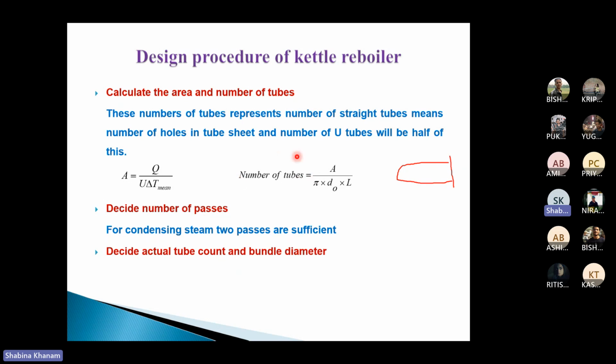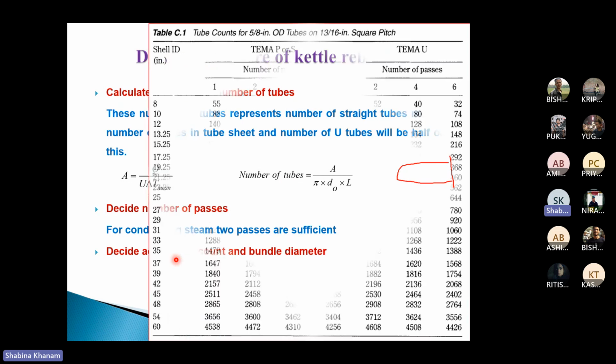Tube pitch varies, so you can calculate bundle diameter in a different way, and we will find the actual tube count. Actual tube count means, this number of tubes you have already calculated, this is the calculated value. Actual tube count will be slightly different. How you need to do this?